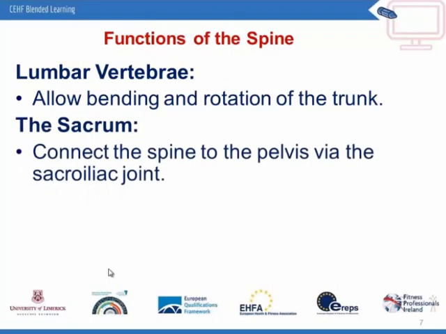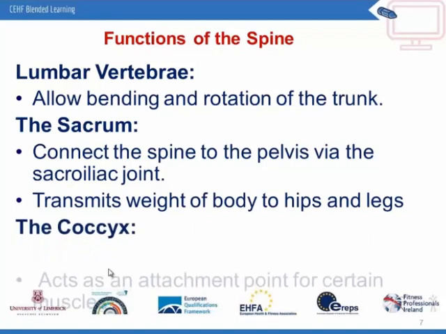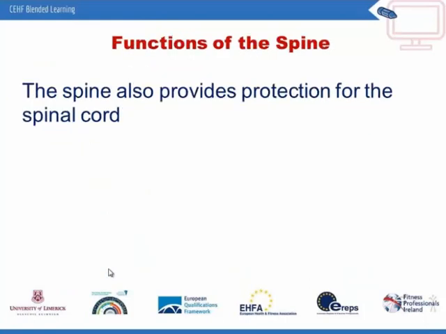The sacrum connects the spine to the pelvis via the sacroiliac joint. It helps to transmit the weight of the body down onto the hips and legs. The coccyx acts as an attachment point for certain muscles. And finally, the spine also provides protection for the spinal cord.